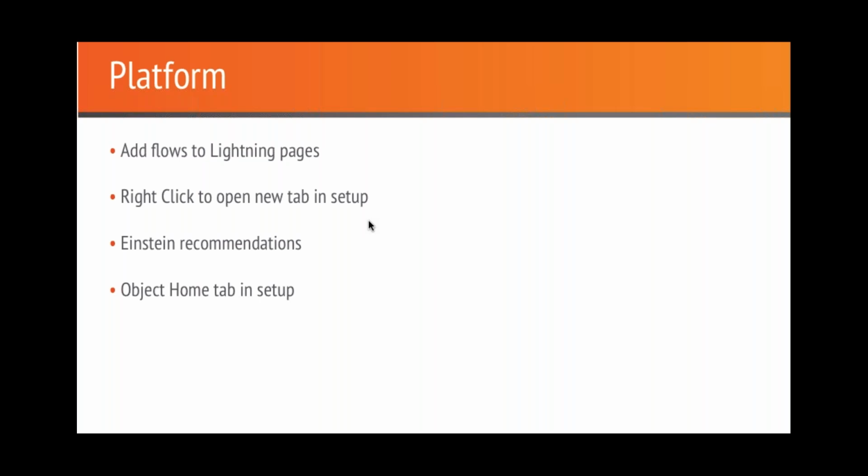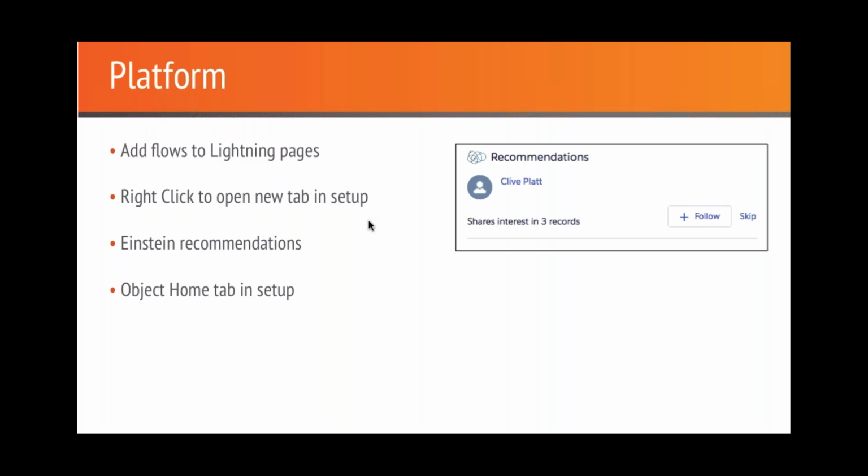There is a new Einstein recommendations component that you can add to your Lightning record or home pages, so pages you built with the Lightning App Builder. And this basically looks for users who share similar interests to you and recommends that you should probably follow them because they appear to be working in the same area.